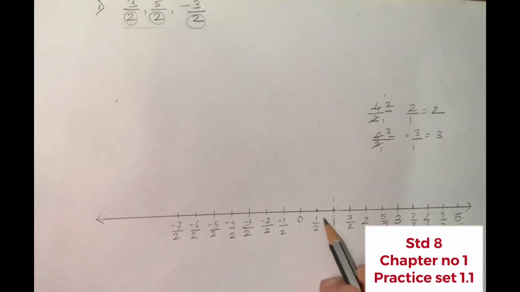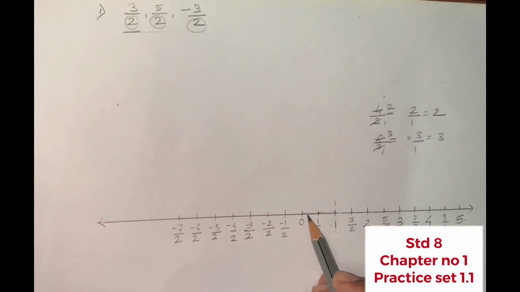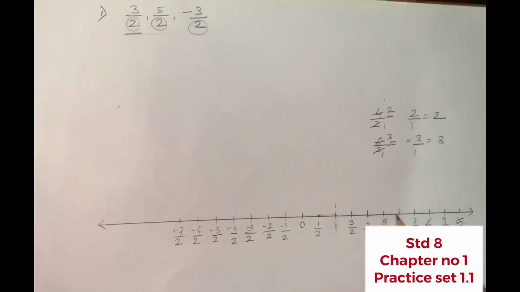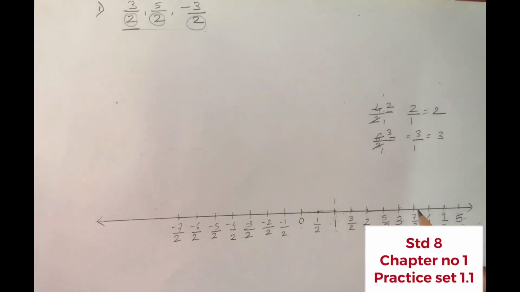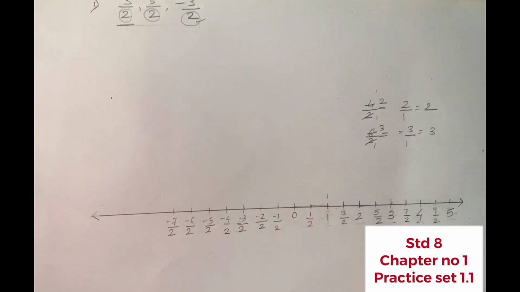So you can see that between 0 and 1 I have made 2 parts. So because the denominator was 2, we got 2 parts between 0 to 1. Similarly 1 to 2, again 2 parts, 2 to 3, 2 parts again. So in each unit you have 2 parts because the denominator is 2.